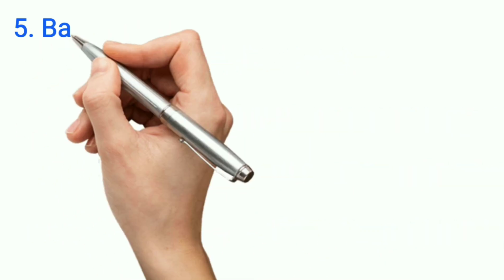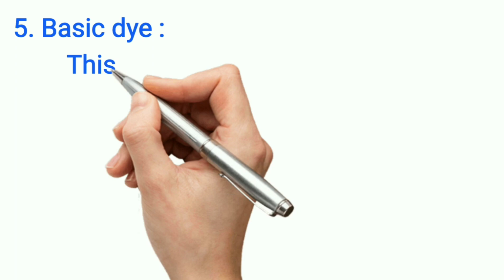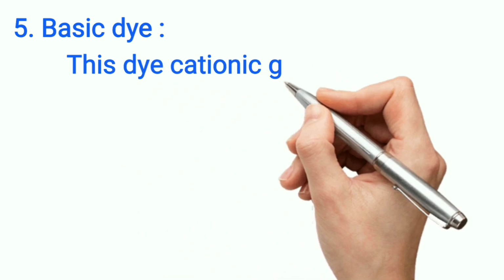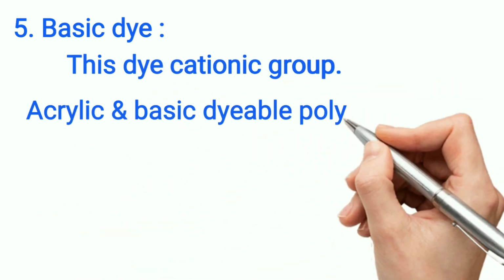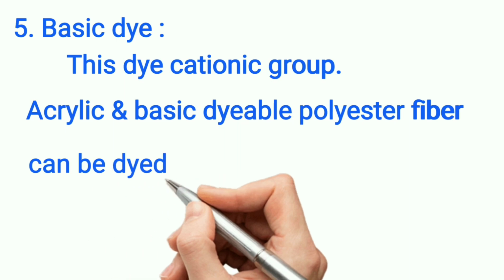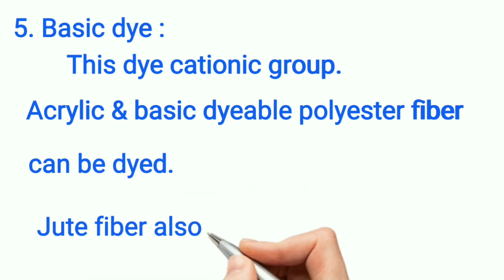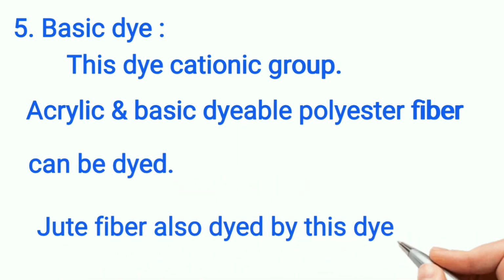Five, basic dye. This has a cationic group. Acrylic and basic dyeable polyester fiber can be dyed. Jute fiber is also dyed by this dye.